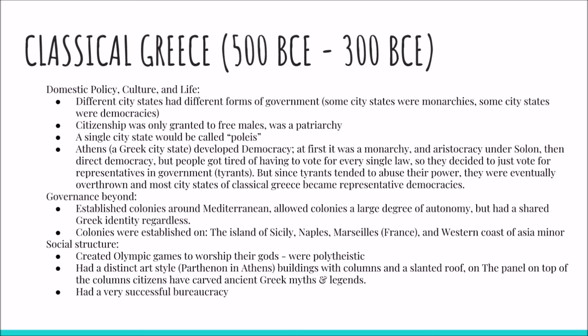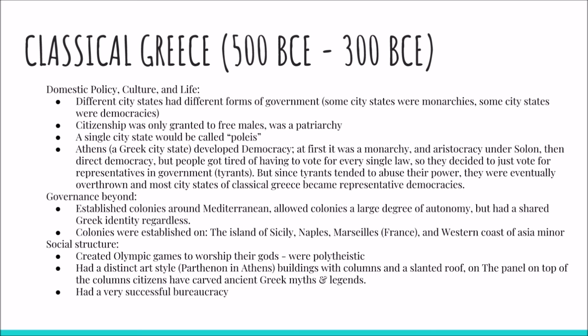Beyond Greece, however, established colonies around the Mediterranean were allowed a large degree of autonomy, although everyone had a shared Greek identity regardless of where they were.